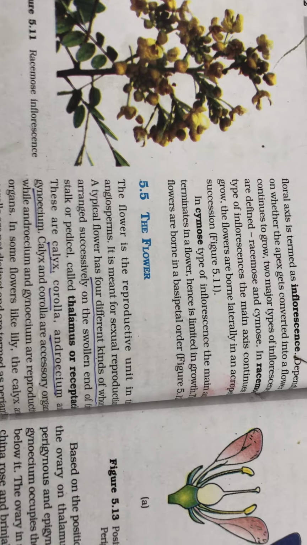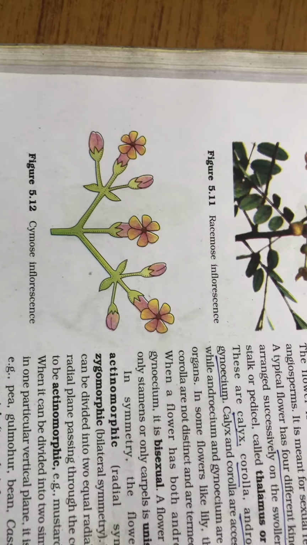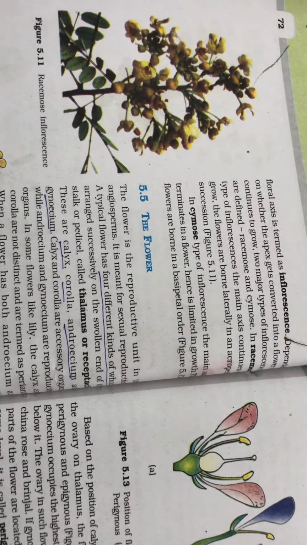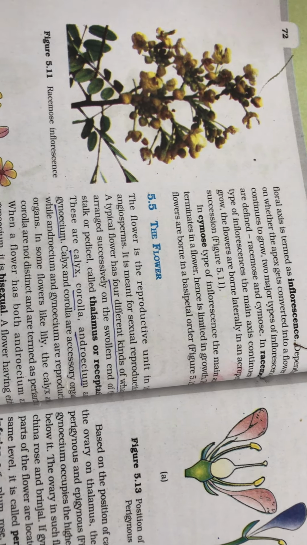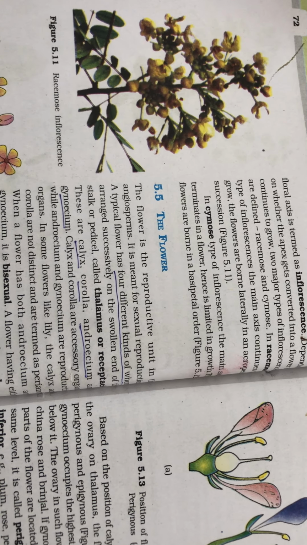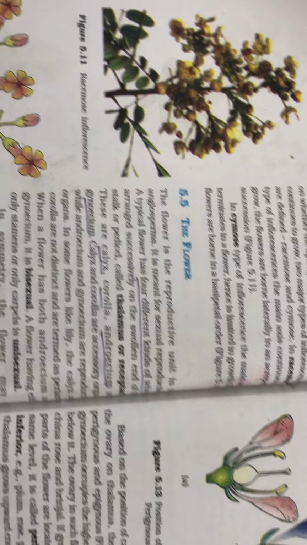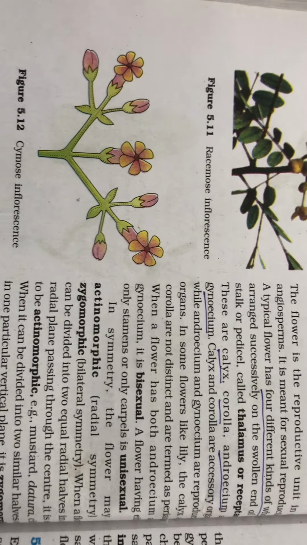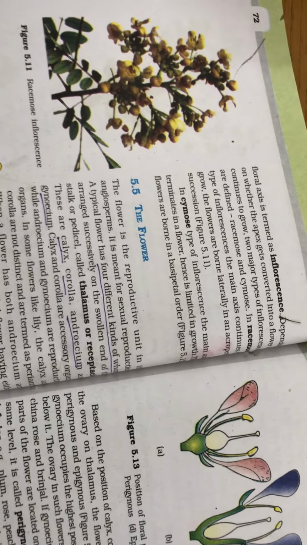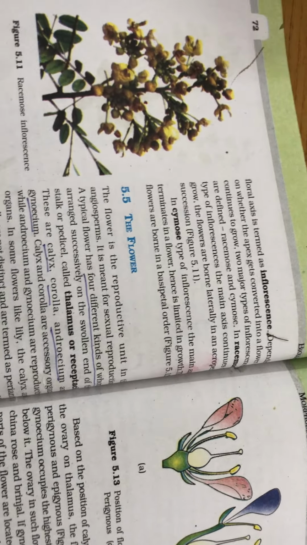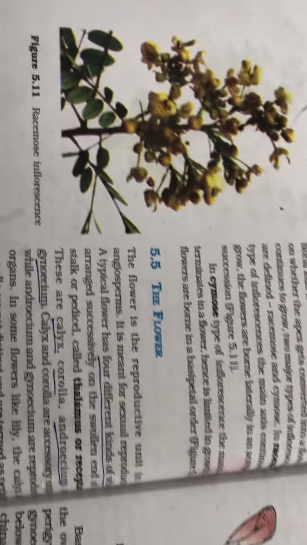In cymose type, another one, you can see this type. So in cymose type, what will happen? In the inflorescence the main terminal flower limits the growth, and flowers are borne in a basipetal order. Basipetal order, that is, the flowers form at the base, so there will be no continued growth ahead. So this is all about our leaf. In the next video we will see about the flower.